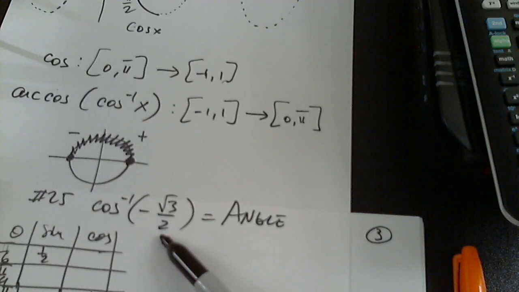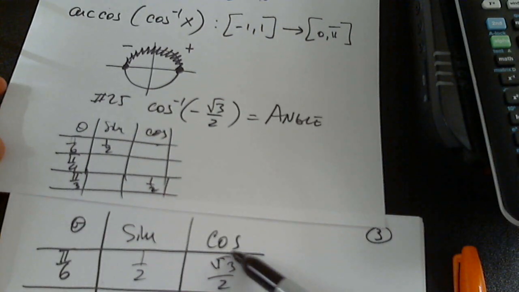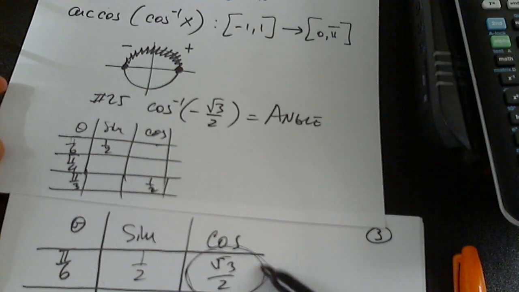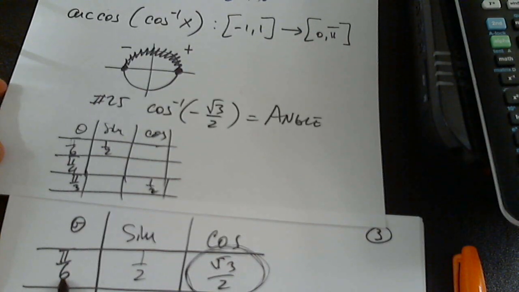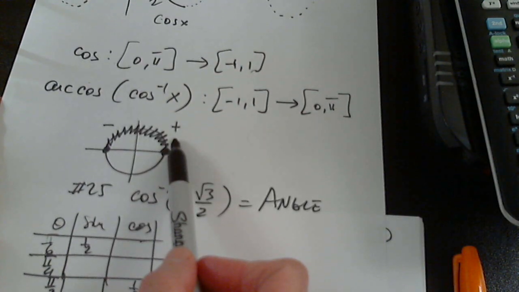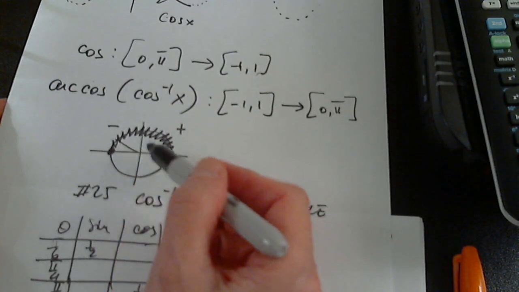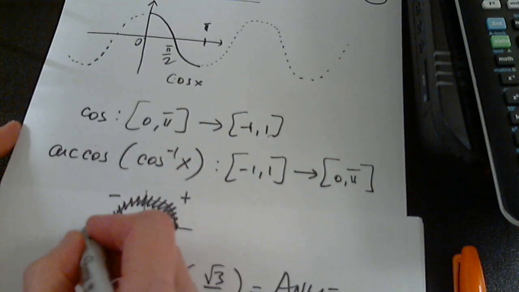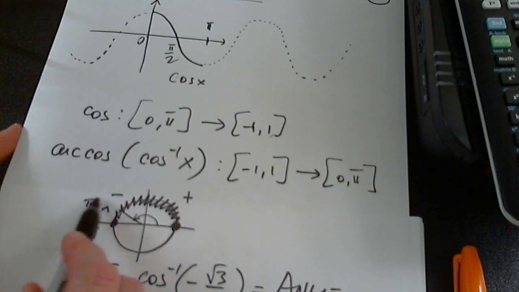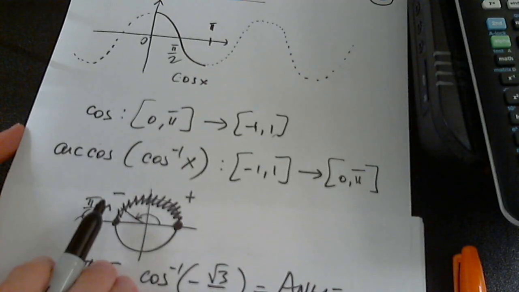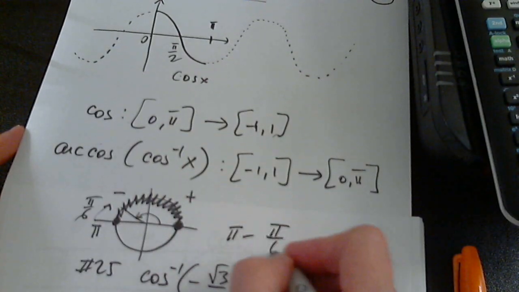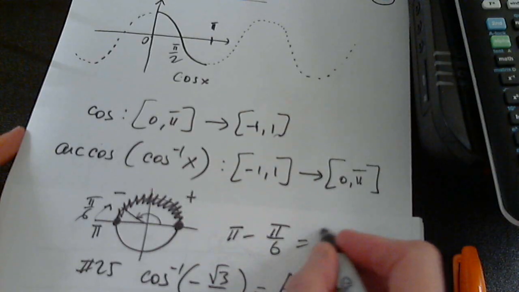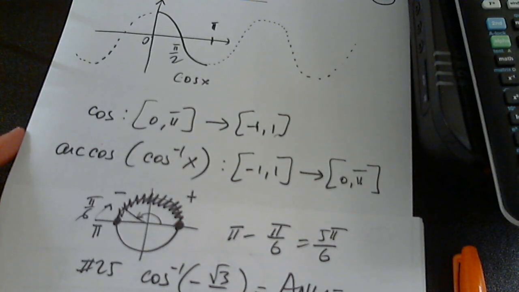So I'm looking for the square root of 3 over 2 for cosine. So this is what I'm looking at. This is for pi over 6. Pi over 6 is here. So the reference angle has to be pi over 6. Since this is pi, I go back pi over 6. Pi minus pi over 6: 6 minus 1, 5 pi over 6. So the answer is 5 pi over 6.